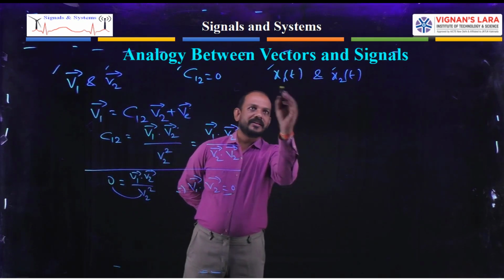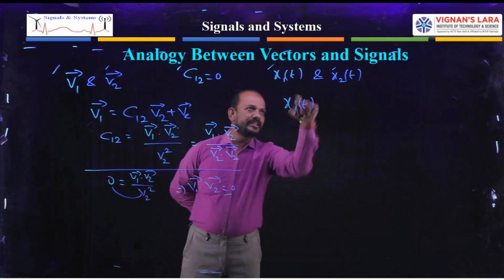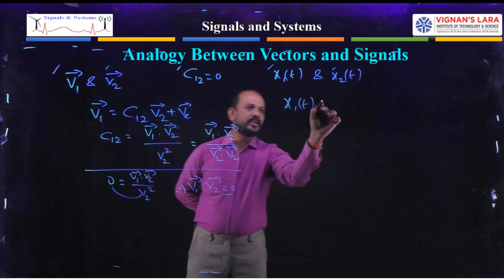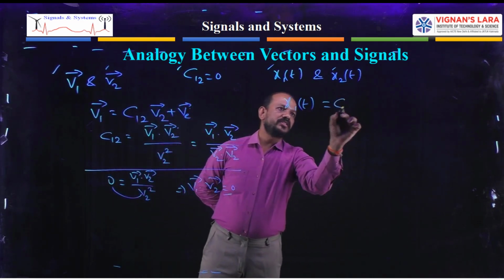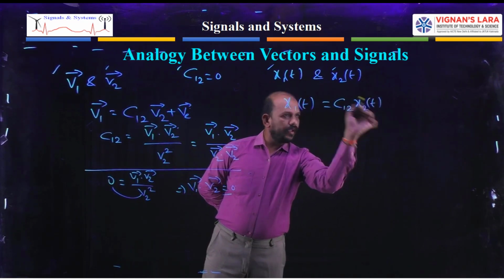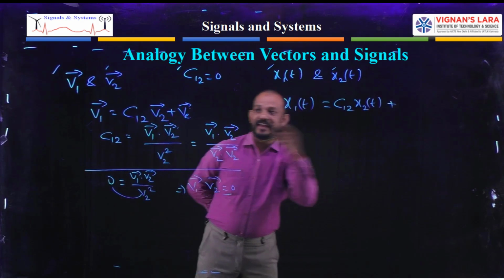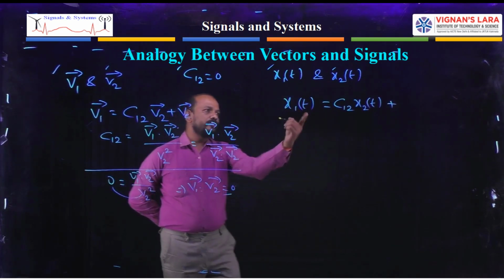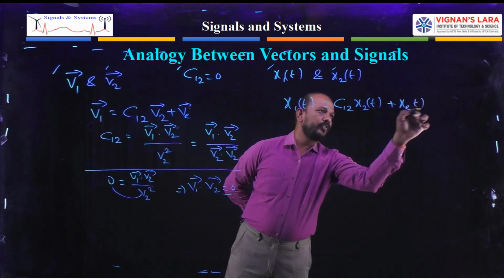Now here I can represent x1 of t in terms of x2 of t as x1 of t equal to c12 v2 bar plus there is an error vector. In the same way here also we have the error signal. The error signal is represented with xc of t. Simple logic.